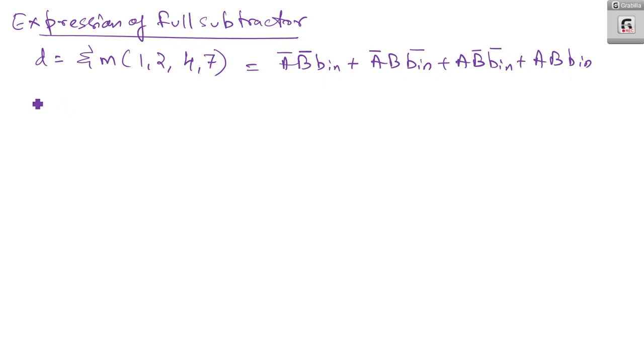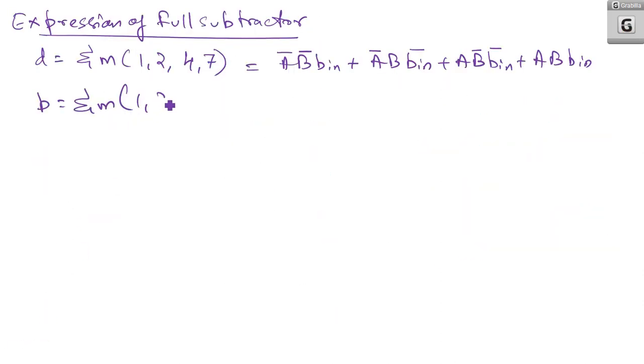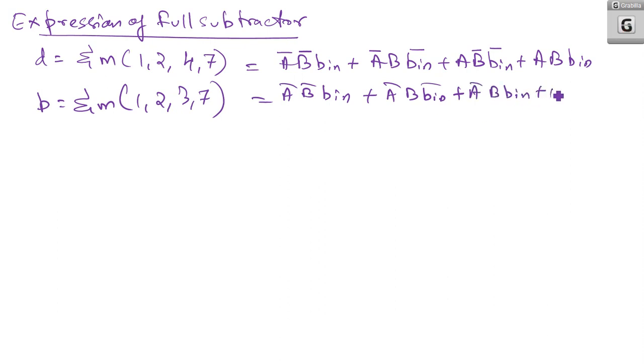Now coming into borrow. Borrow is sigma m 1, 2, 3, 7. And thus A'B'Bin, or A'BBin', or, 3 is 011, so that is A'BBin, or ABBin. So you've got the expressions for difference and borrow. Now let me try to draw. If you are taking this Bin and Bin bar, this is expression number 1, this is expression number 2.